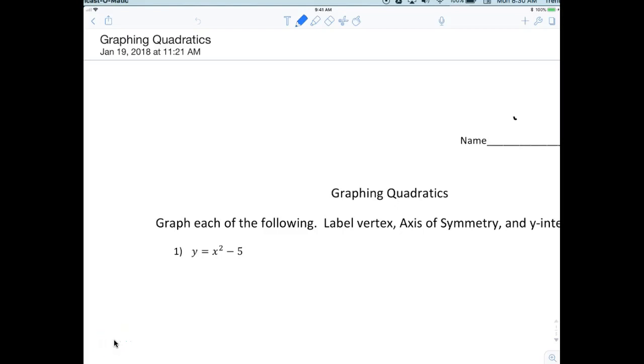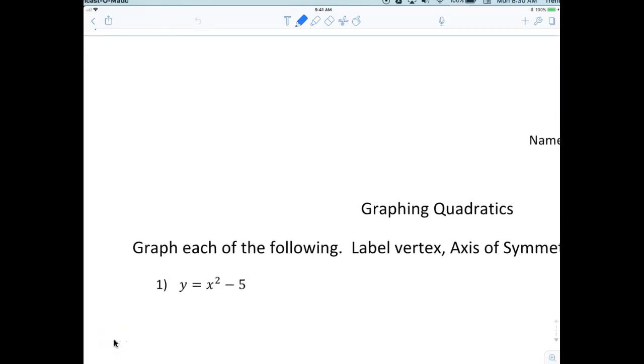Now, this is the general form, what we say for a quadratic, and it would be when you're graphing y equals ax squared plus bx plus c. That is just where a, b, and c are constants.